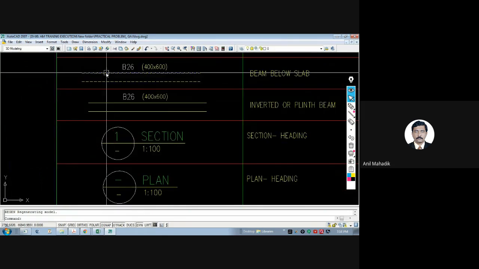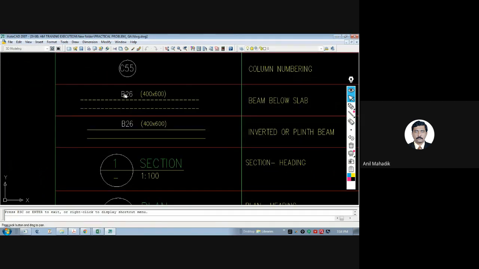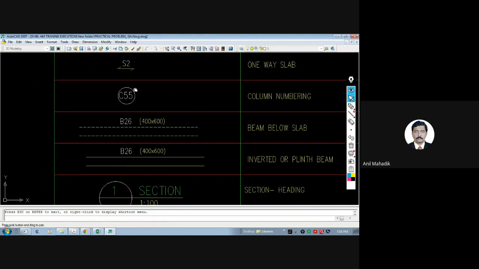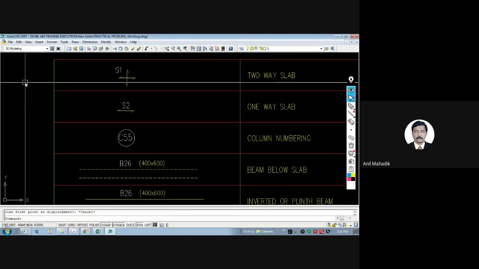If there are beams, dotted beams, then you can match this with the dotted line. So these are the dotted beams. Then these are the beam numbers, beam sizes, then column numbers, then one-way slab, two-way slab. So they're ready-made. Just copy it and paste it. You can just copy like this and paste wherever you want.